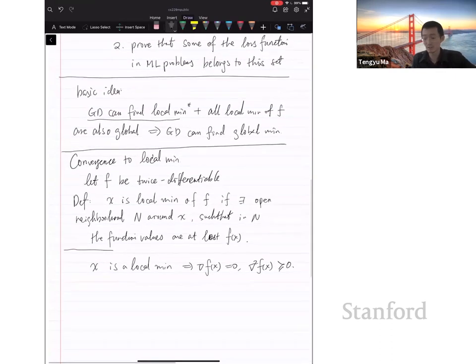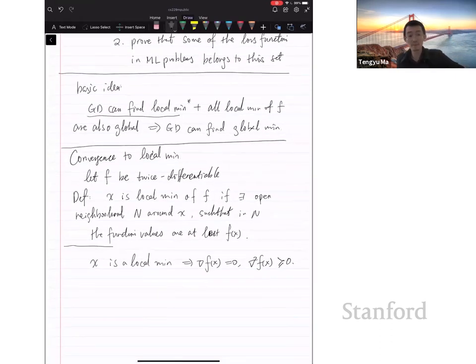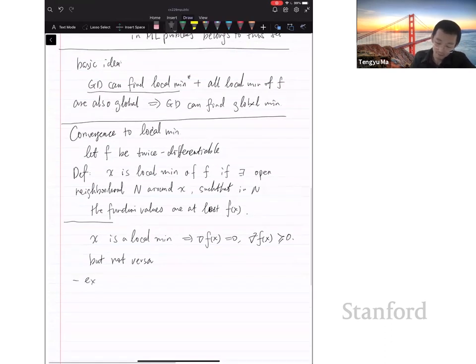Okay, so these are necessary conditions for being a local minimum, but not vice versa, right? It's not like if the gradient is 0 and the Hessian is PSD, then you are a local minimum, right? So why? I guess a simple example is easy to come up with.